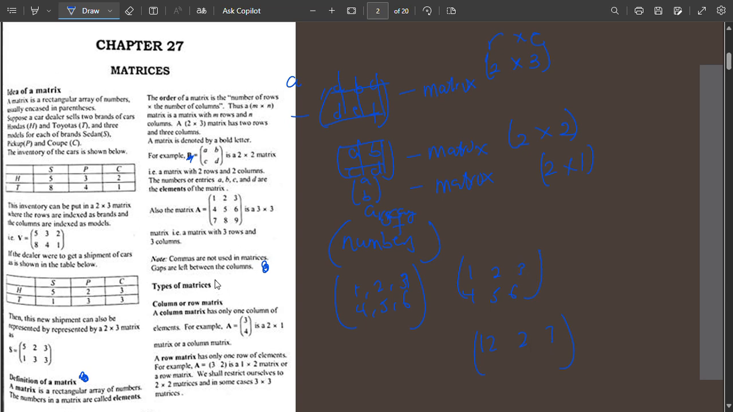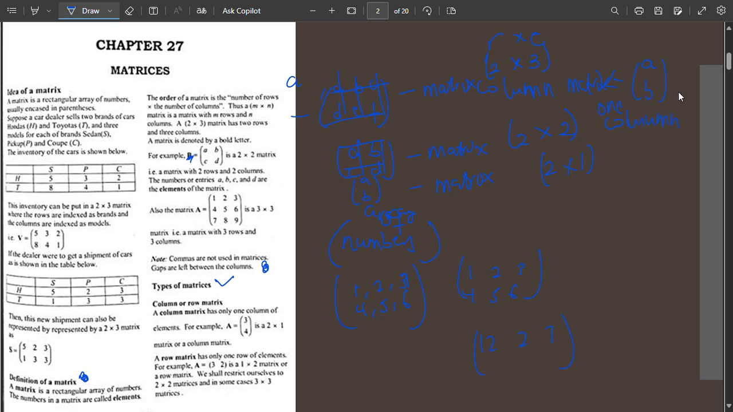Let's move on to types of matrices. The types of matrices, we have column or row matrix. A column matrix has only one column of elements. So this is an example. This matrix A, B is called a column matrix because it's made of only one column.